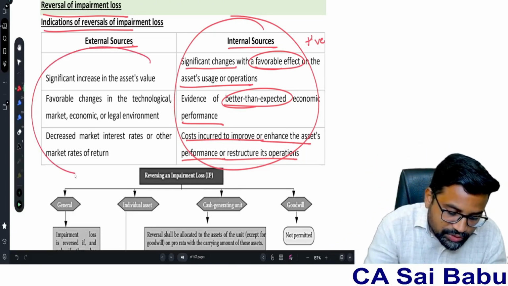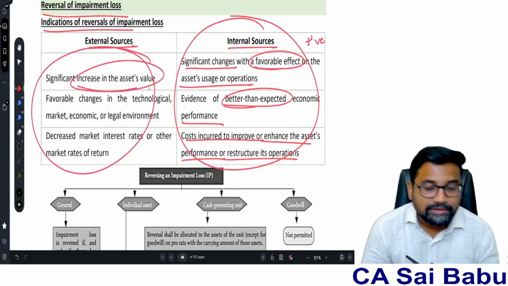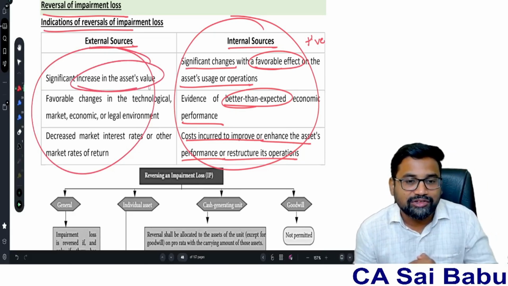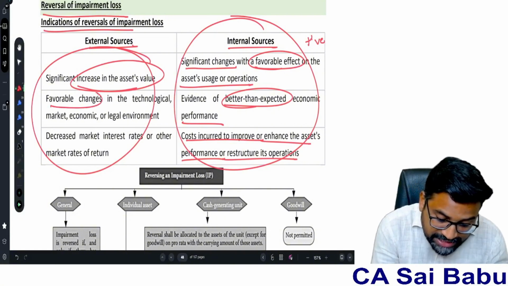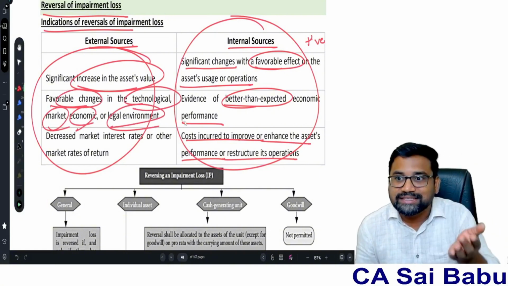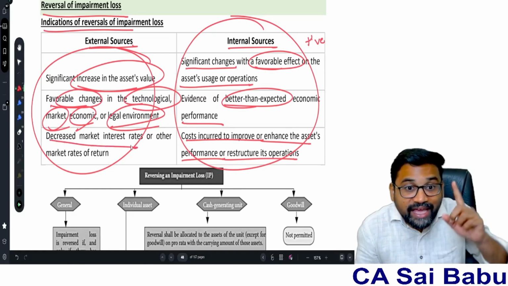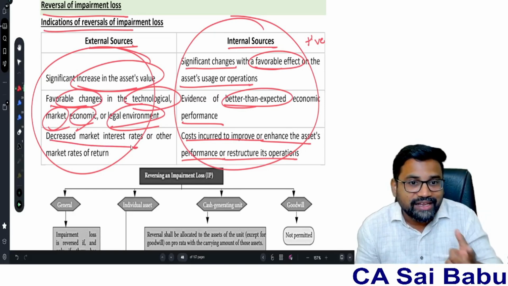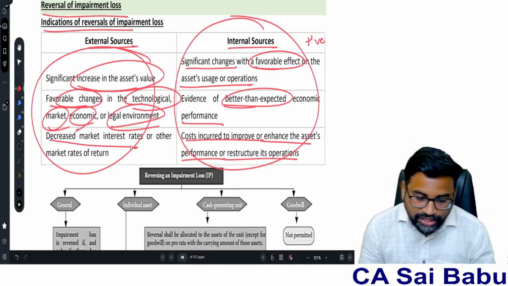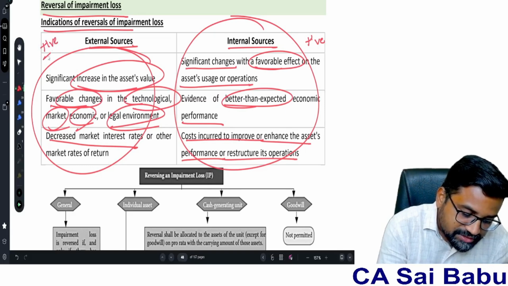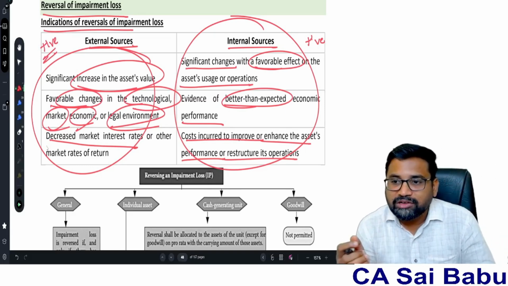And what are the external sources? Significant increase in asset value. Previously, significant decline in market value of the asset. Favorable changes in the technological, market, economic, legal environment. Previously, adverse situations. Decreased interest rates. Previously, increased interest rates. I told that real estate example. So therefore, these are all positive things. So when will reversal of impairment loss be done?